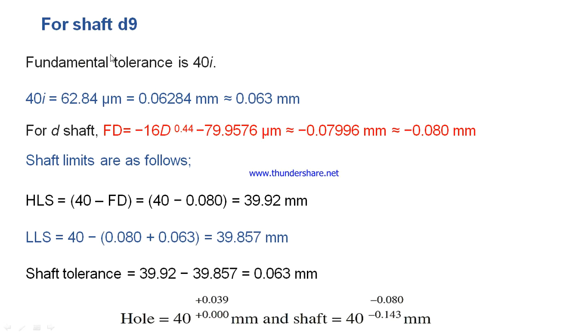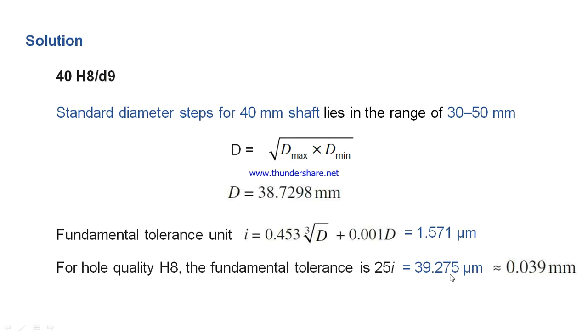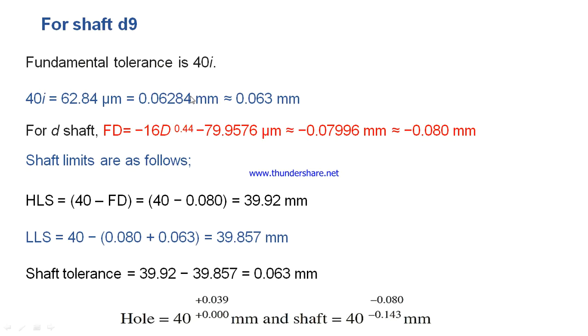Next, for the shaft, we have the d9 shaft. For the shaft, we can calculate in that way. The tolerance value of the shaft is given as 40I. 40I is nothing but 40 times I, where I is calculated over here as 1.571. So 40 into 1.571, we got 0.063 mm. For the d shaft, the fundamental deviation is given as minus.